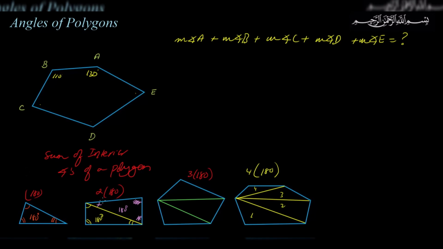When I have a quadrilateral that is 4-sided, the sum is 2 times that. When I have a pentagon, the sum is 3 times that. When I have a hexagon, it's 6-sided, the sum is 4 times that. And that kind of makes sense because you see, for any polygon, how many triangles can you make out of it?